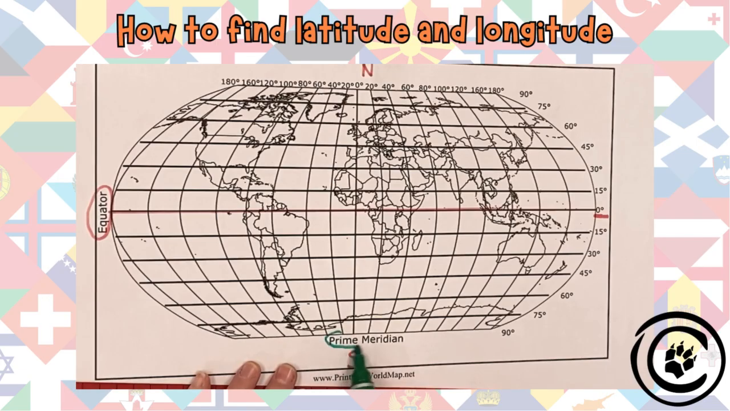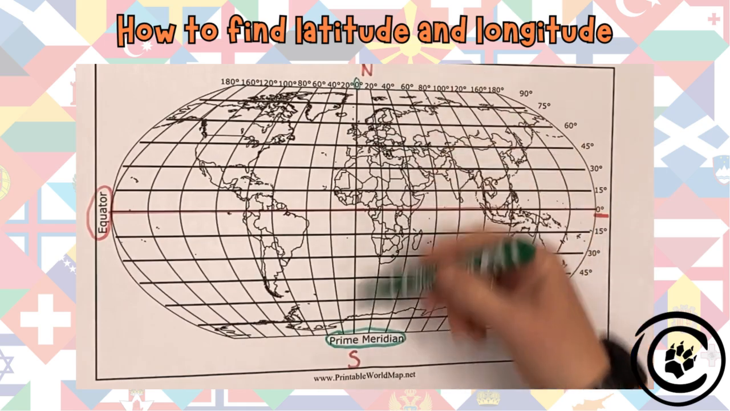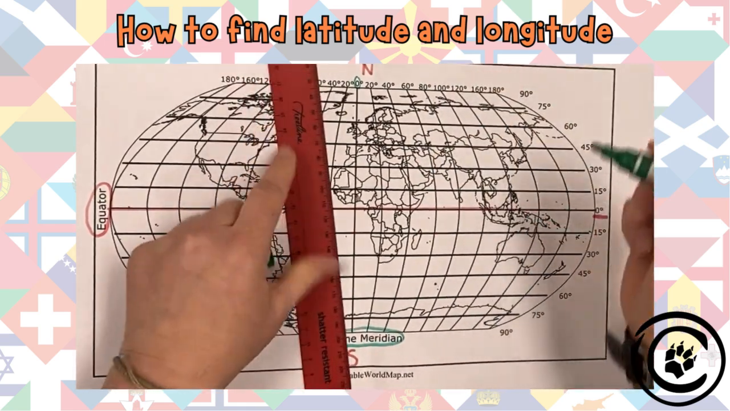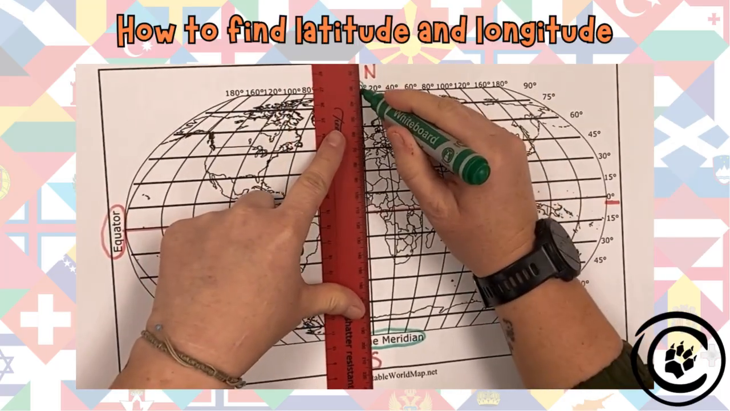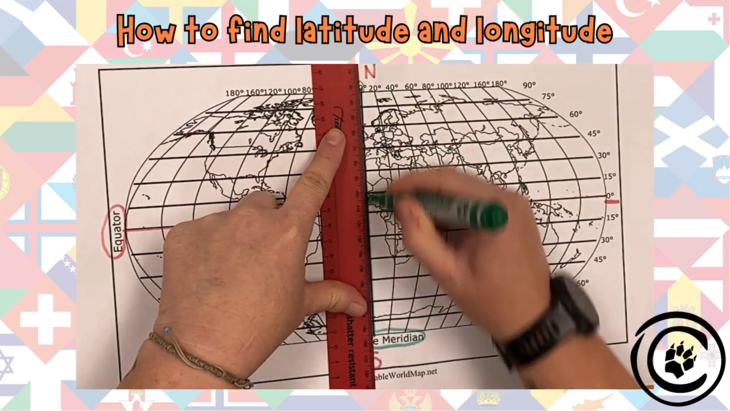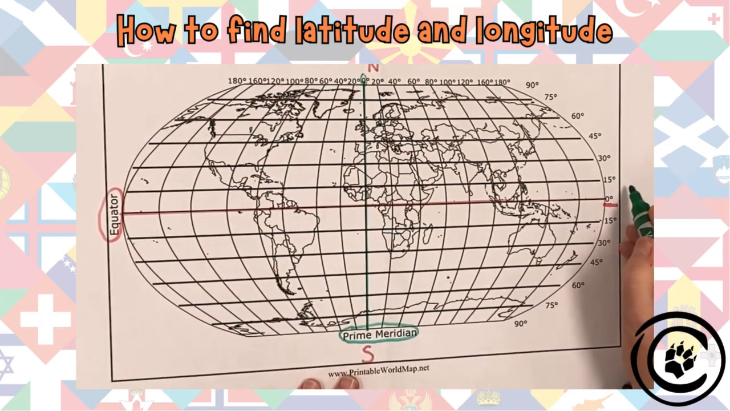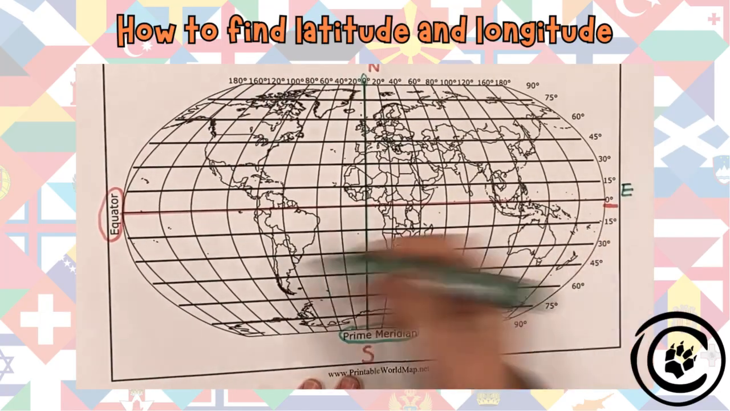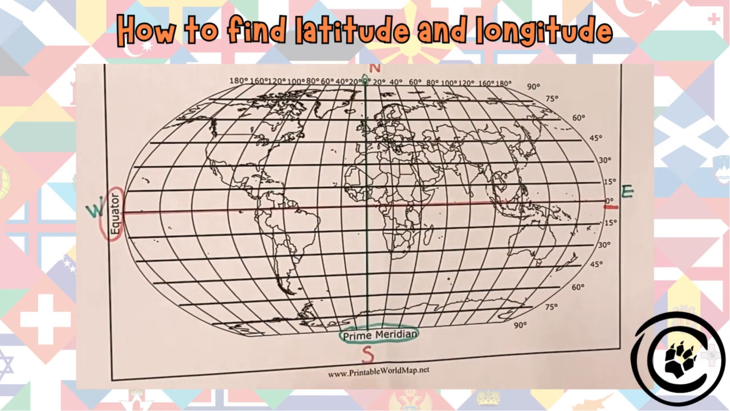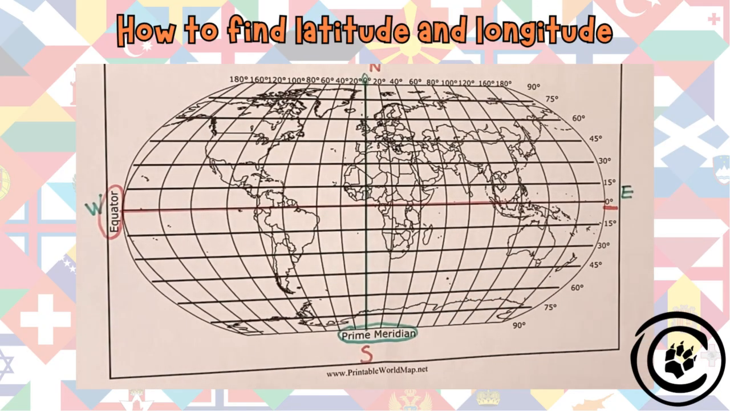The prime meridian is our starting line of longitude. It is at 0 degrees. It runs down the center of the Earth. It runs through England and Greenwich. These lines go from 0 to 180 degrees east and 0 to 180 degrees west. It splits the Earth into the eastern hemisphere and the western hemisphere.